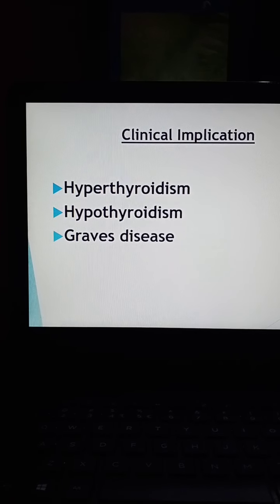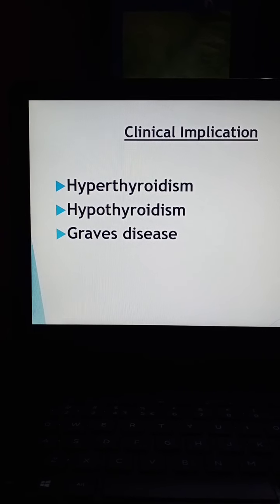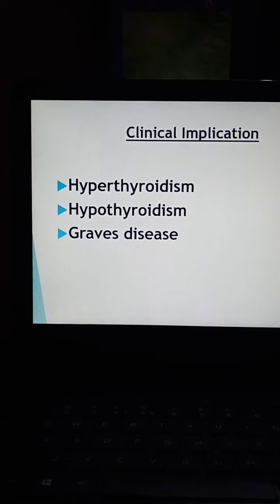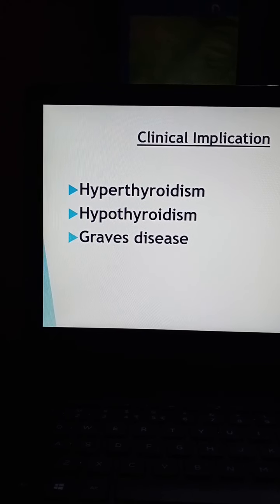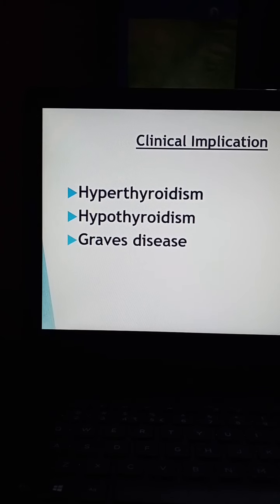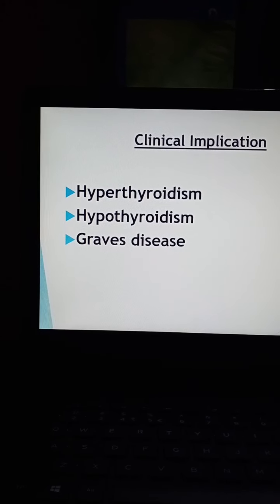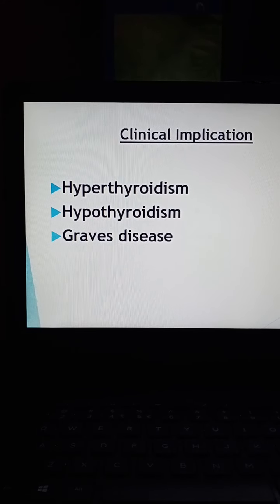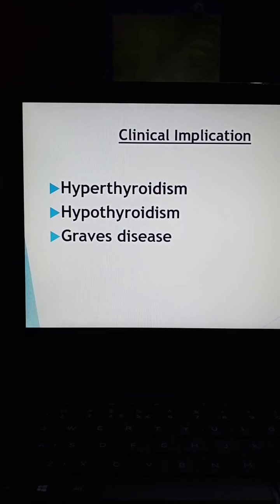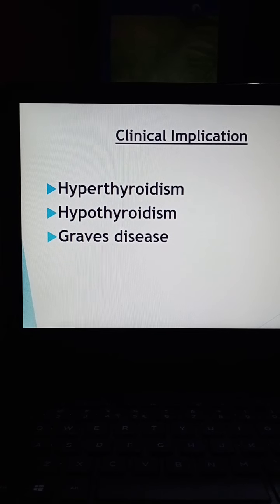Exactly opposite to hyperthyroidism. Hypothyroidism is a condition where there is an inadequate production of thyroid hormone. Here in hypothyroidism, the role of iodine is very important. When there is less intake of iodine, then also you will get this condition that is called hypothyroidism.